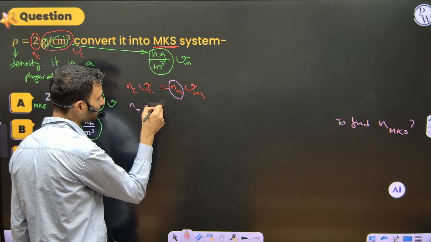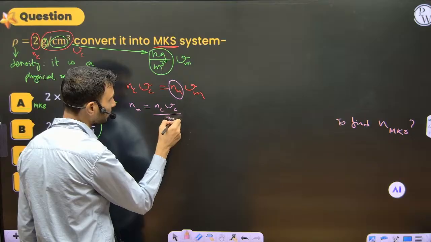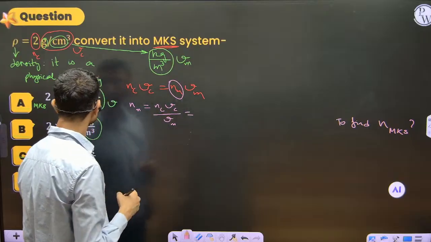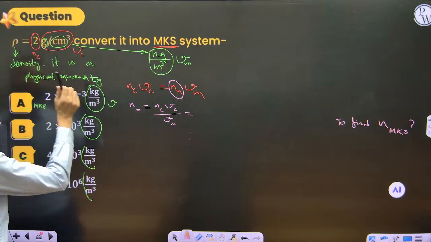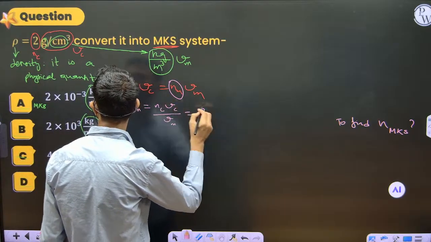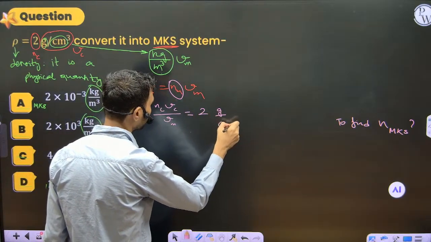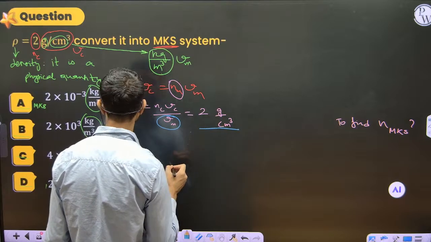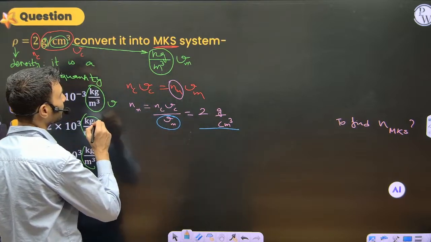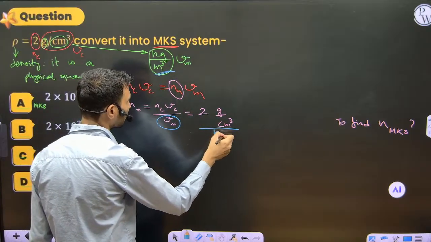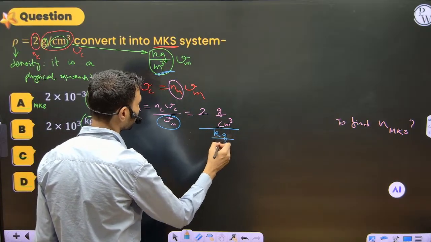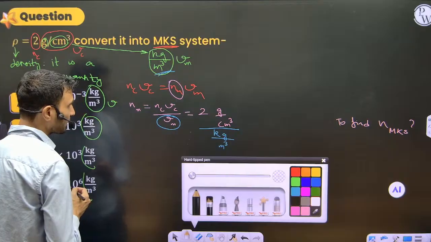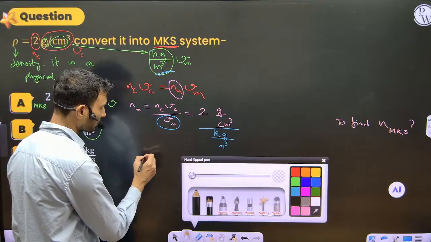So what is NM coming out to be? NCUC divided by UM, and you can just plug the numbers in and get the answer. NC is 2. UC is gram per centimeter cube. Then divided by UM. UM is kg divided by meter cube. So let's simplify this further.